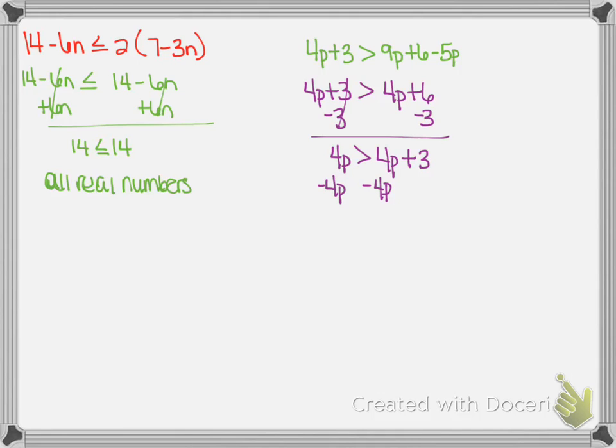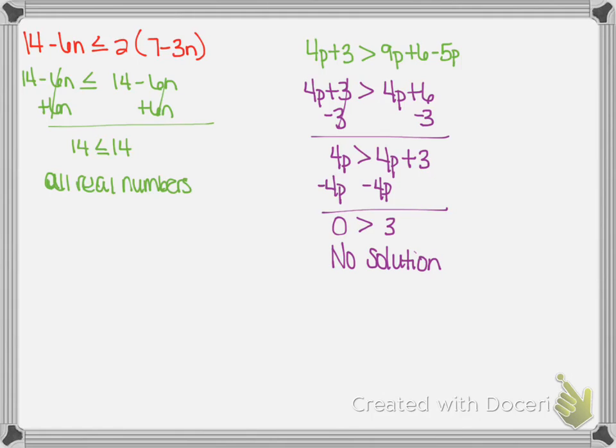Notice when I do that, my variable actually cancels. So I have 0 greater than 3, since 4p minus 4p is 0p, which is just 0. Now ask yourself, looking at this inequality statement, is this true or false? Is 0 greater than 3? That is a false statement. So there is no solution. It doesn't matter what number we put into this inequality, it's not going to make it true.